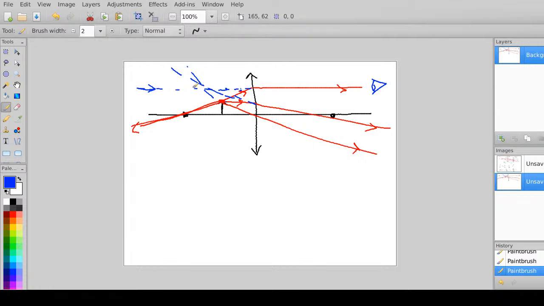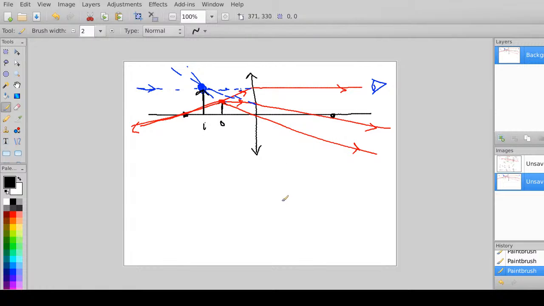Okay, so your eye thinks that this one is coming from back here like that. It thinks that this one is coming from back there like that. And it thinks that one's coming from back there like that. Notice that they all seem to be diverging from this point right here. And so your eye thinks that the image, so this is the object here like that, we'll put a little O there for object, it thinks that the image is back here like this. All right.